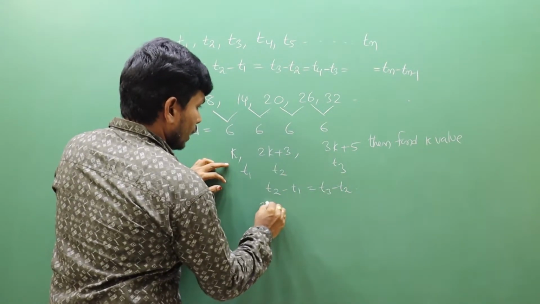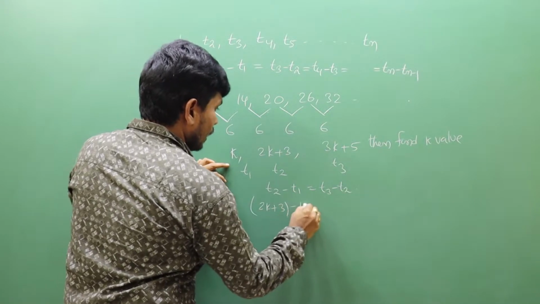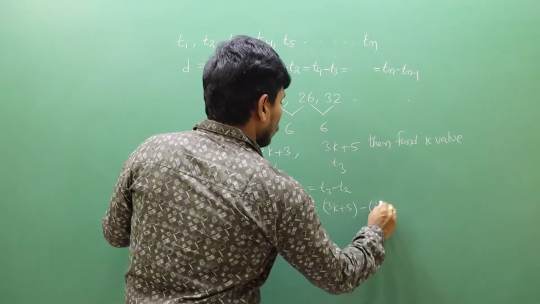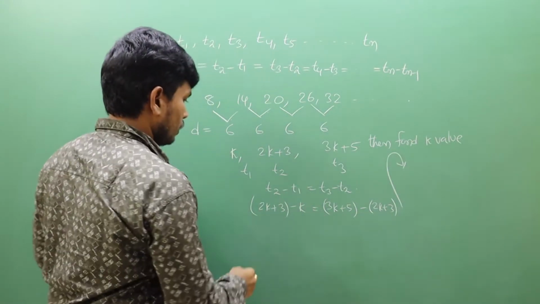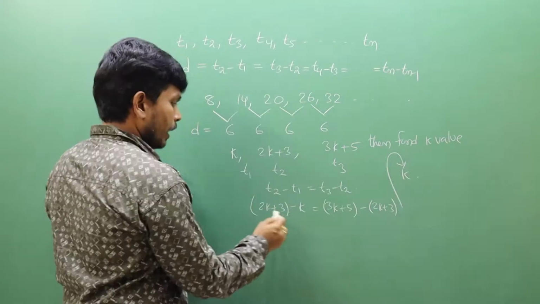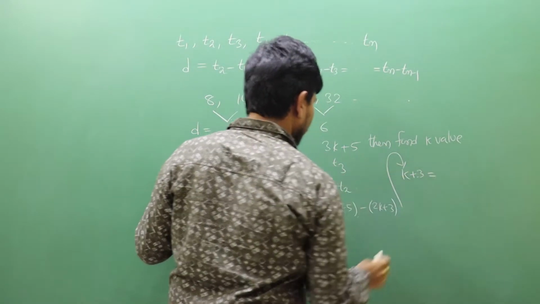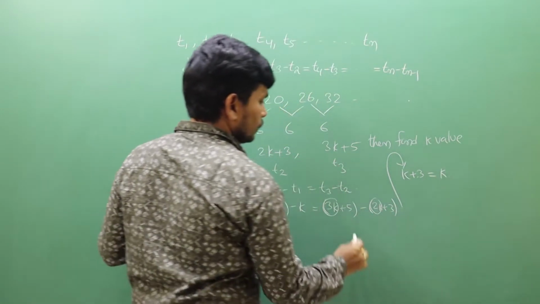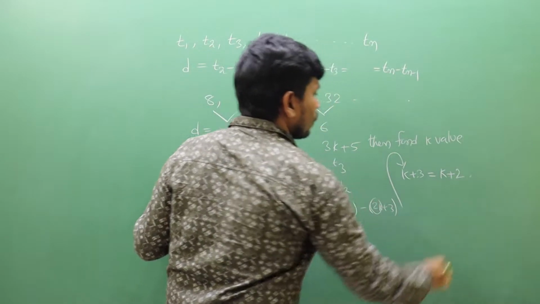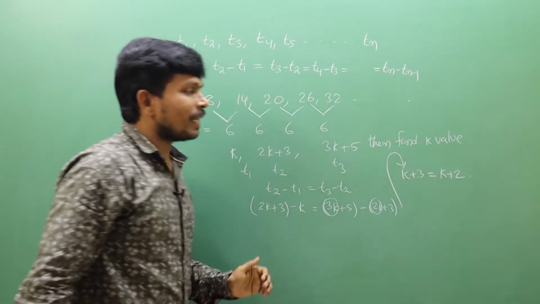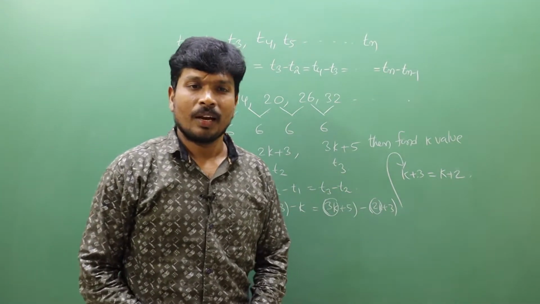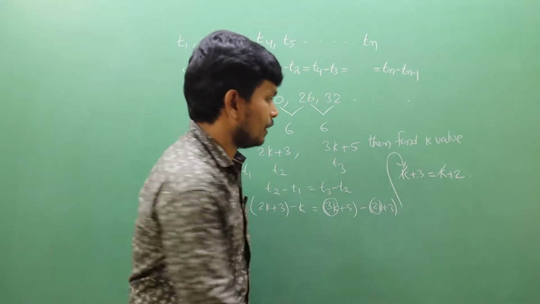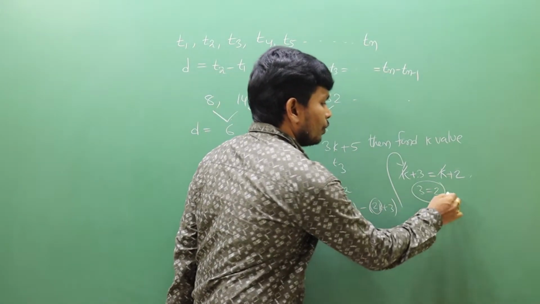Observe here, 2k plus 3 minus k is equal to 3k plus 5 minus (2k plus 3). On the left side, 2k minus k is k, so you get k plus 3. On this side, 3k minus 2k is k, and 5 minus 3 is 2. So what did you get? k plus 3 is equal to k plus 2. Now take the k value. On both sides k is cancelled. You get 3 equal to 2.